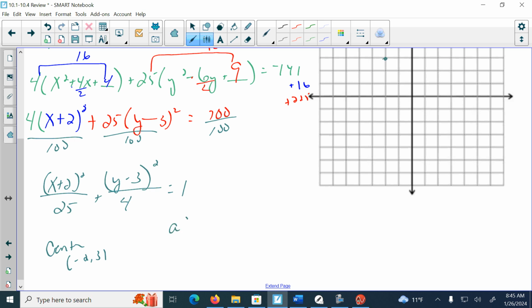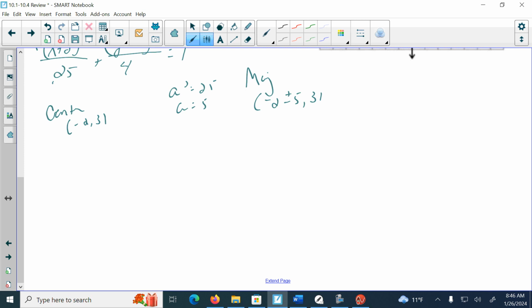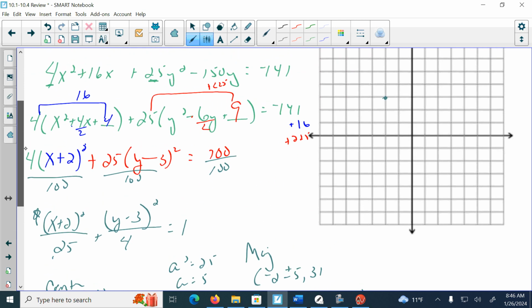My a squared is going to be 25, which means my a is going to be 5. So to find my major vertices, I'm just going to go over here. I'm going to take that -2 and add or subtract 5, 3. The reason why I'm adding it to the x coordinate is because the x is what had the a. So when I do that, I'm going to have -2 plus 5, so that'll be 3, 3, and then -7. Sketch those.